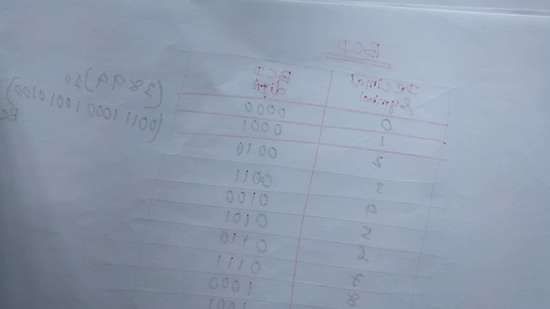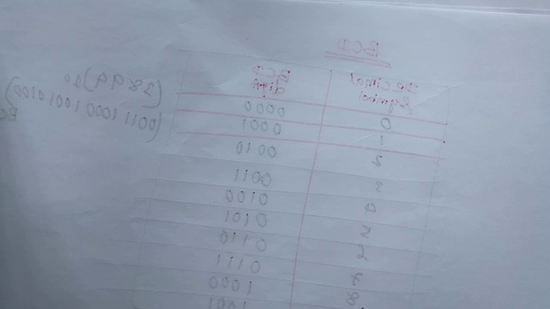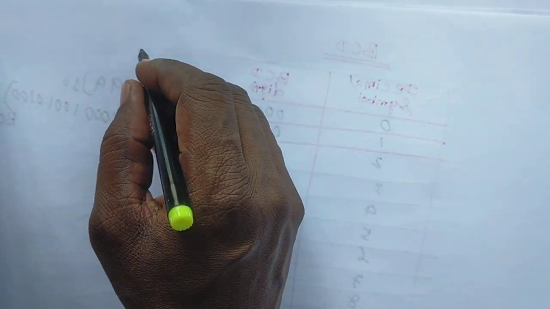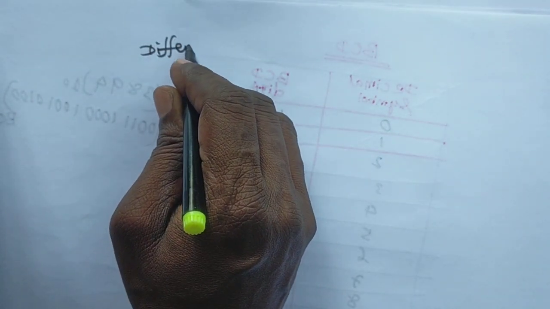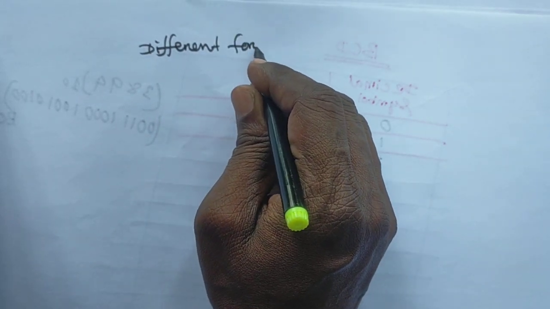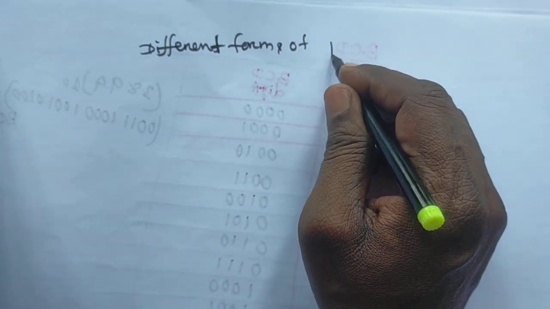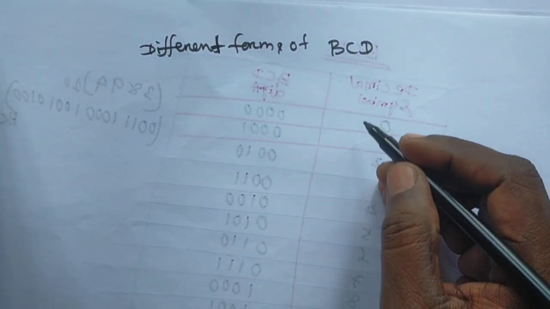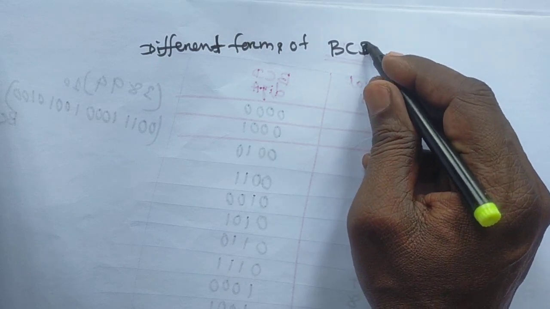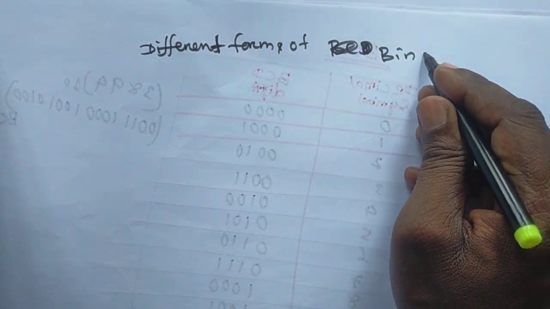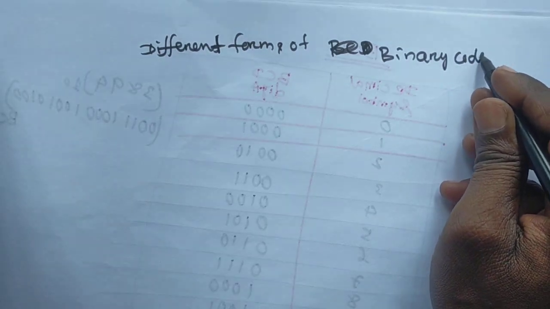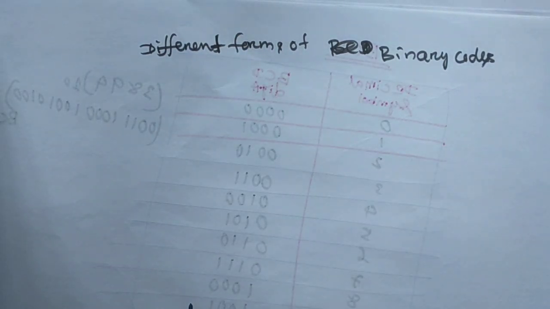Now we will define different forms of binary codes. Different forms of binary codes. So what are those? What are the binary codes?